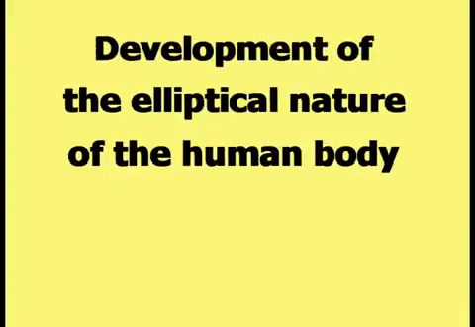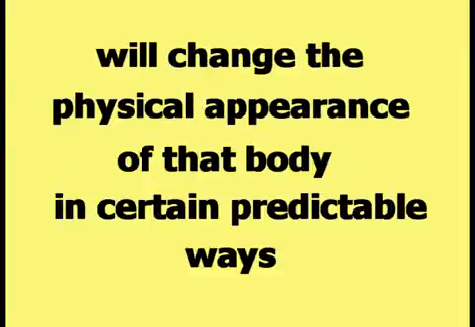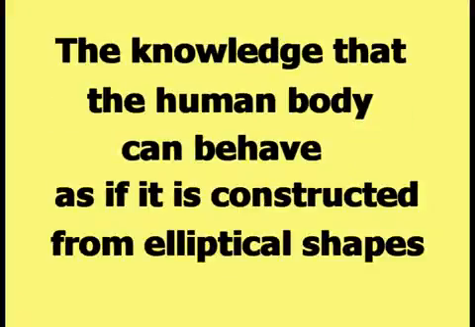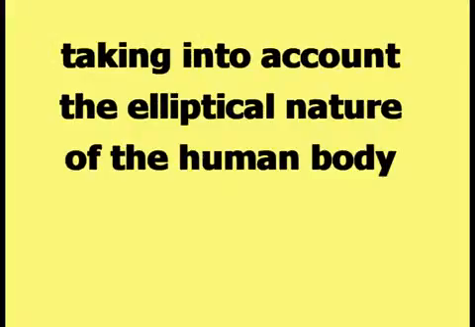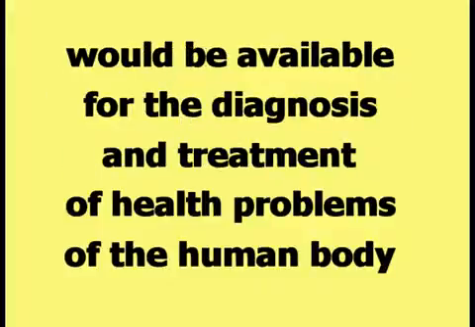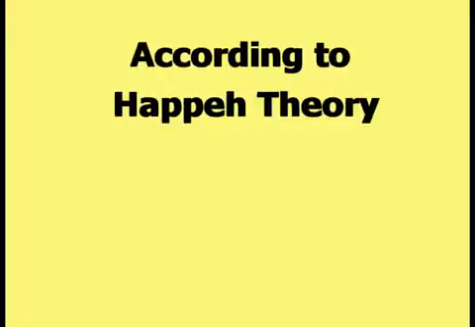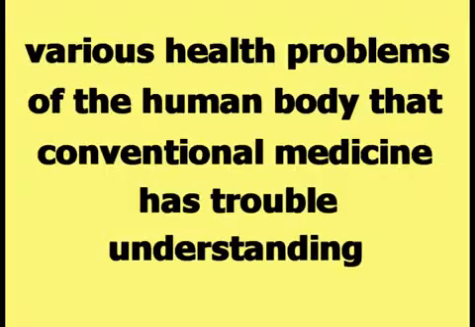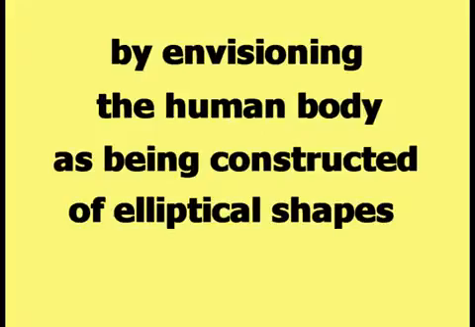Development of the elliptical nature of the human body will change the physical appearance of that body in certain predictable ways. The knowledge that the human body can behave as if it is constructed from elliptical shapes implies that a different approach, taking into account the elliptical nature of the human body, would be available for the diagnosis and treatment of health problems of the human body. According to happy theory, various health problems of the human body that conventional medicine has trouble understanding, diagnosing, and treating can be understood, diagnosed, and treated by envisioning the human body as being constructed of elliptical shapes.